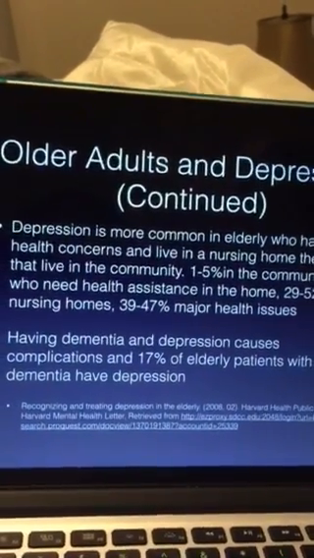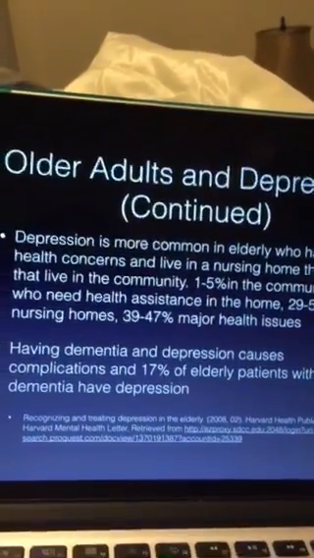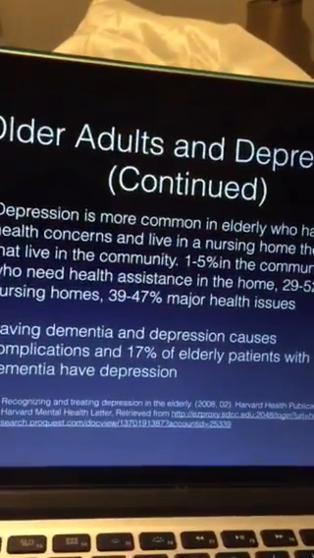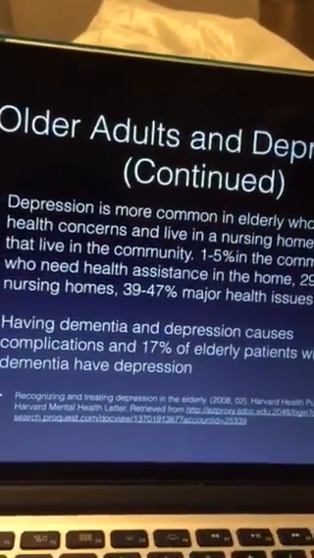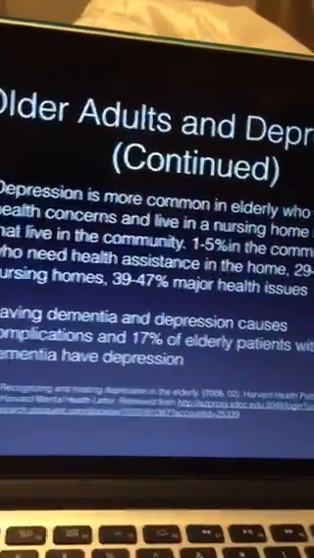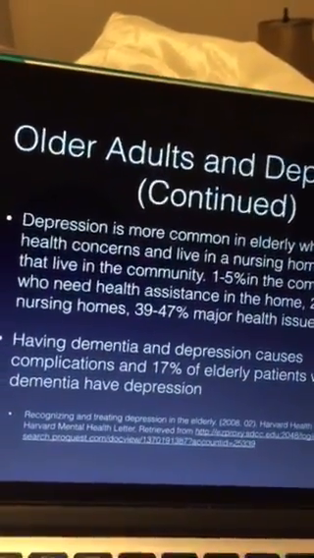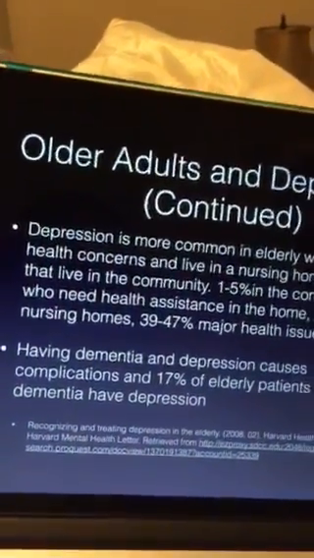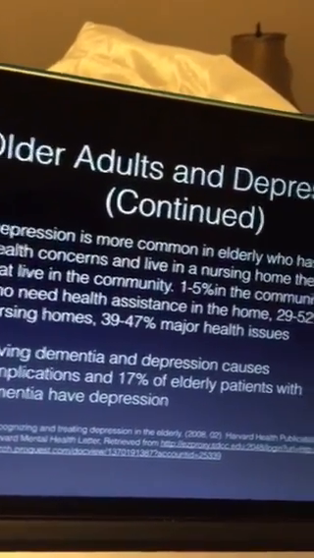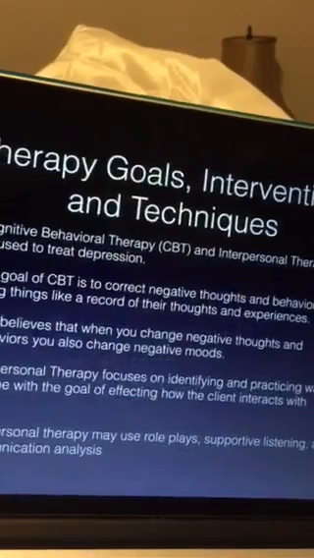And then there are times when you can be misdiagnosed, where people think that you have depression but you actually have dementia. And there are also people that actually have dementia and depression at the same time. 17% of elderly patients that have dementia also have depression.